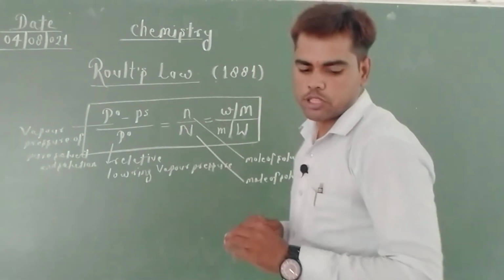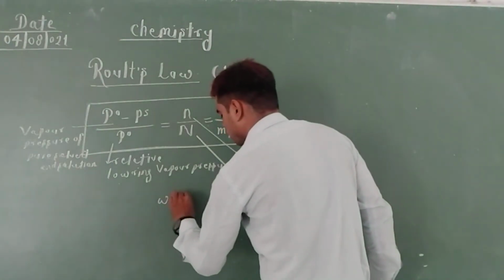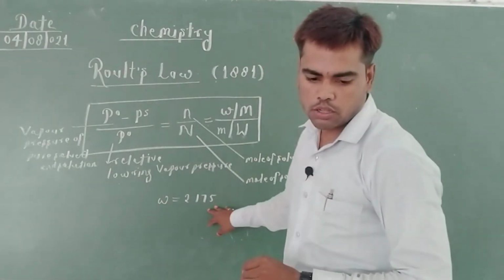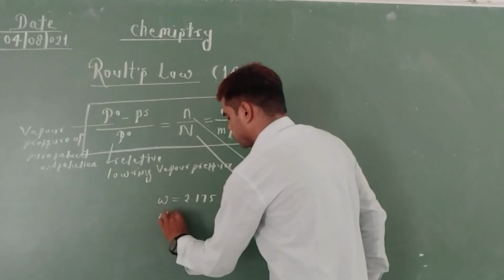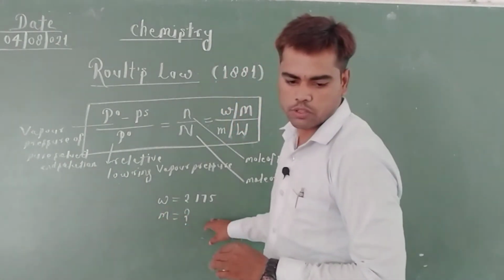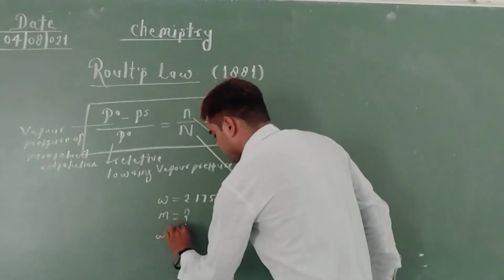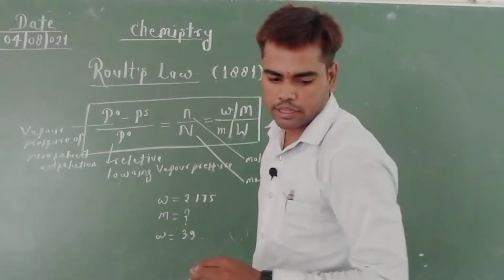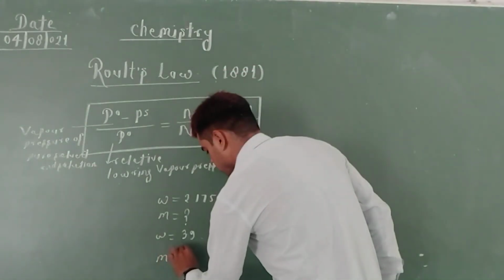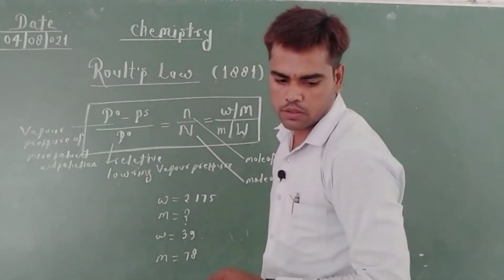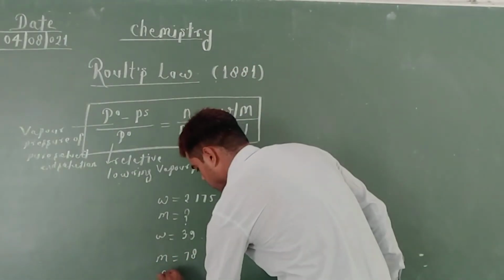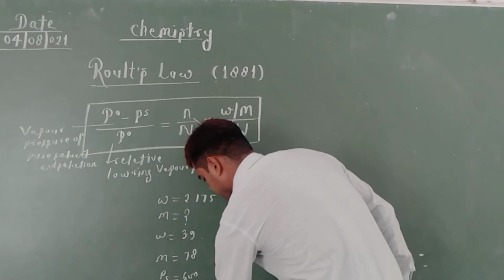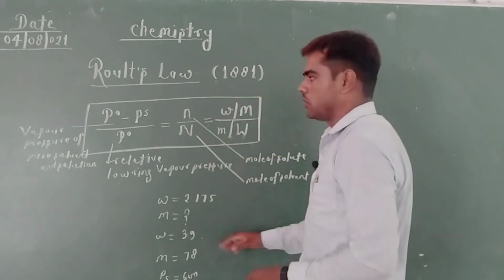Here the amount of small w is equal to 2.175. We have to find out small m, because the mass we have no information. Capital W equal to 39 and capital M equal to 78. Ps equal to 600 mm and P0 equal to 640. So these are the values given.